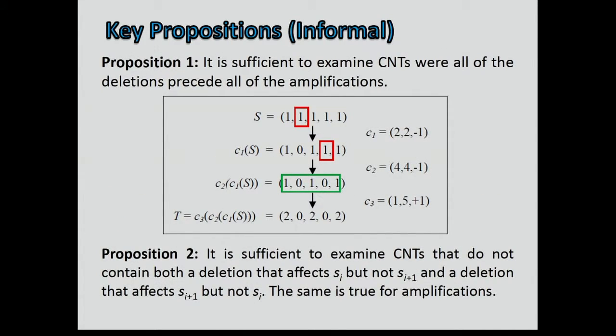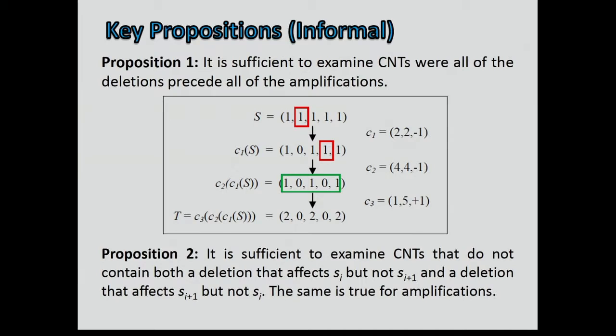Now, I will say a few words about each step. Before them, there is a certain preprocessing step that I'll skip due to lack of time. So let's look at the proposition. The first proposition states that it is sufficient to look at copy number transformations where all of the deletions precede all of the amplifications.